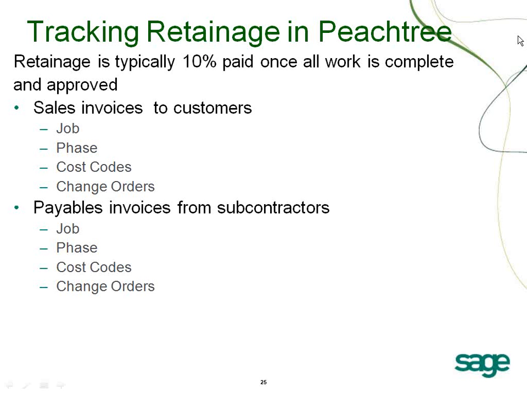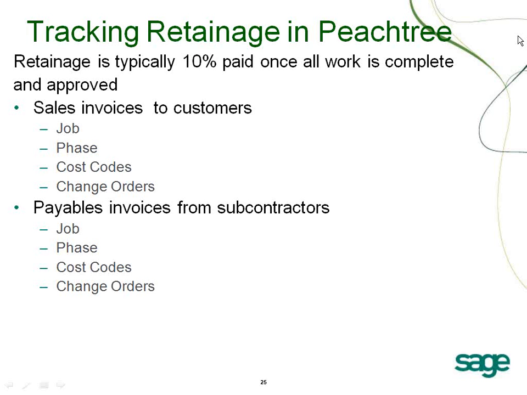Tracking retainage in Peachtree is easy. Once we define the retainage percentage, typically about 10%, we can track retainage on a sales invoice to a customer, withhold the retainage on a payable vendor invoice, and pay the retainage once our vendors have completed their projects and the completion has been approved by a supervisor.